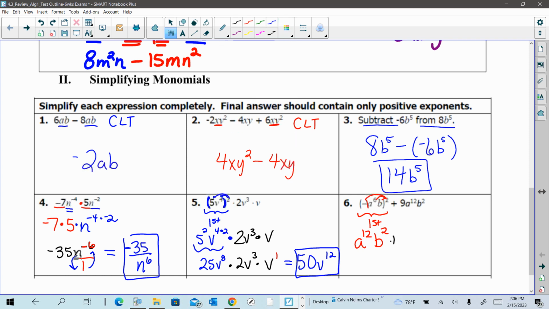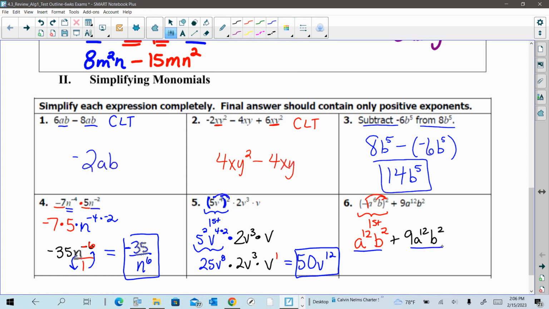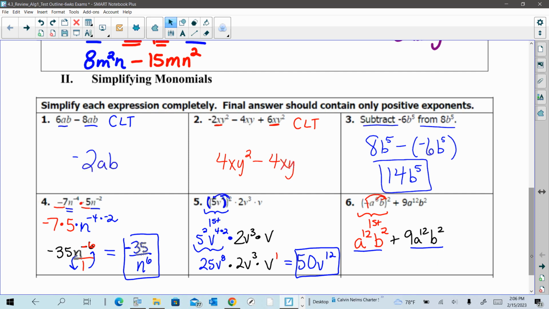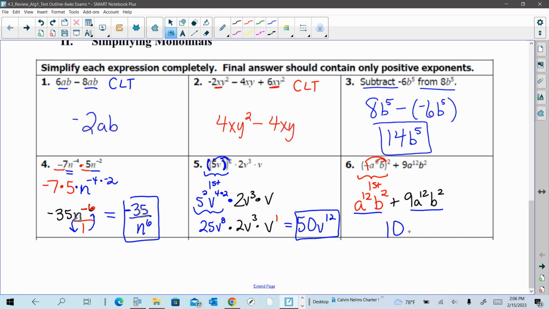And now we're just adding that to the 9a to the 12th, b to the second. And hopefully we see now that these are like terms right there. And we should end up with, it's not on there, 10. I thought I had it on here already, but nope, it's not showing. We should end up with 10a to the 12th b squared. This is our final answer here. So that's simplifying monomials.